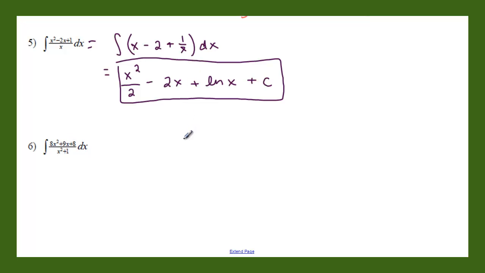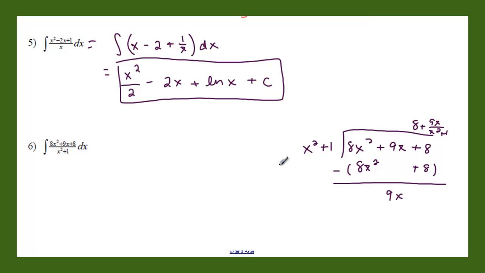Alright, so what we want to do is try to rewrite this. The problem is that you have this x squared plus 1 in the denominator, but you also have this x squared term up in the numerator. So you have two choices here. One, you can long divide. Off to the side over here, we could do 8x squared plus 9x plus 8, and divide that by x squared plus 1.